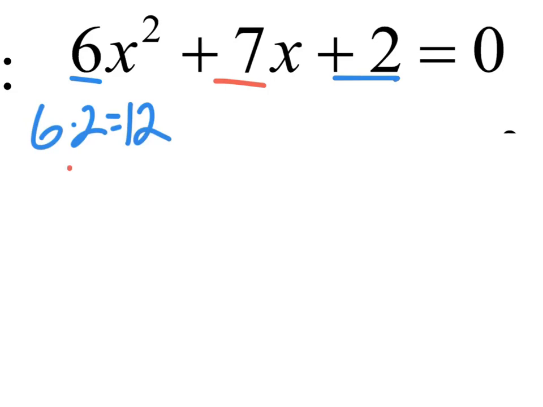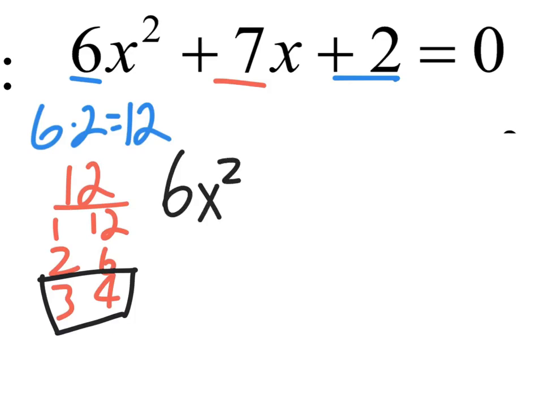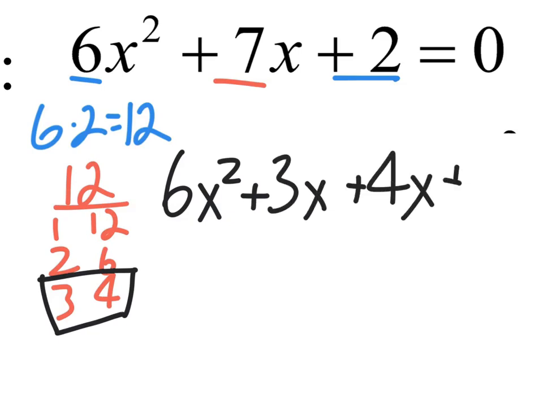All right, so I know that when we're figuring out factors for 12, it's 1 and 12, it's 2 and 6, it's 3 and 4. Do any combination of those, when added, give us 7? Yeah, it's 3 and 4, right? So I'm going to rewrite this like 6x squared plus 3x plus 4x plus 2.